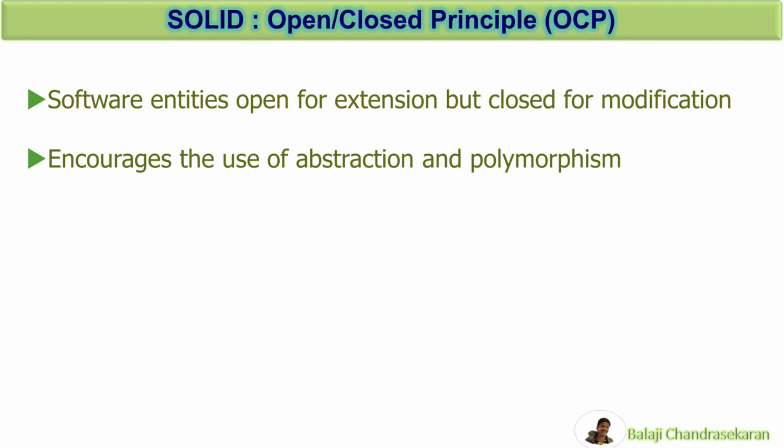The open closed principle states that software entities such as classes, modules, and functions should be open for extension but closed for modification. This means that you should be able to extend the behavior of a class without modifying its source code. This principle encourages the use of abstraction and polymorphism to achieve flexibility and maintainability. Instead of modifying an existing class to add new functionality, you should create a new class that extends the existing one or uses interfaces to provide additional behavior.